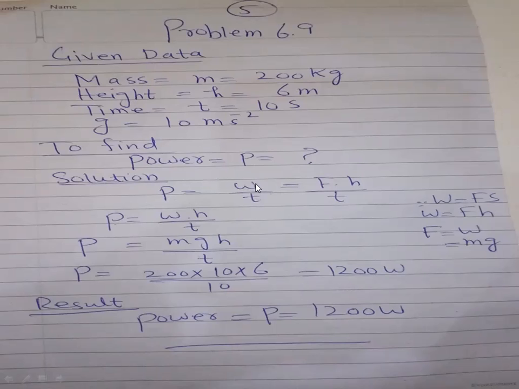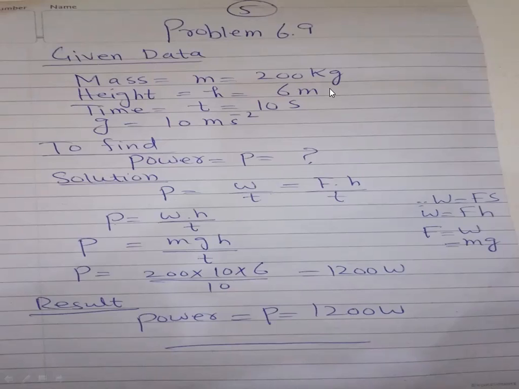Power is equal to rate of doing work, W by T, and you know W is equal to F S. Since this is the height, S is replaced with height H. So W is equal to F times H, and you know F is equal to the weight, mg. So putting the values, W is equal to mg times h.